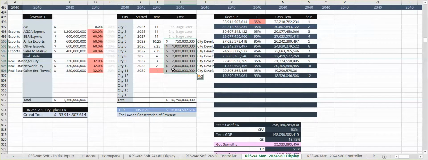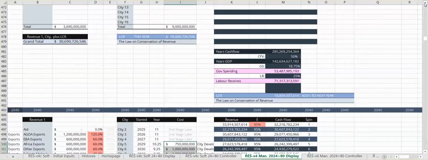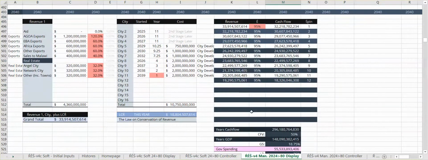And city developments bring in 10.75 billion. The main source of revenue is the law of conservation of revenue. In effect, the 13th spin, starting here, copied to here, copied to here, becoming the single biggest portion and over half of all revenue. Over half? Yes.